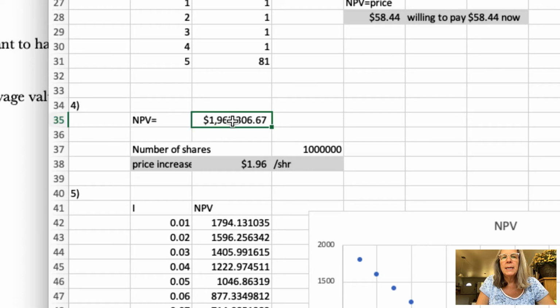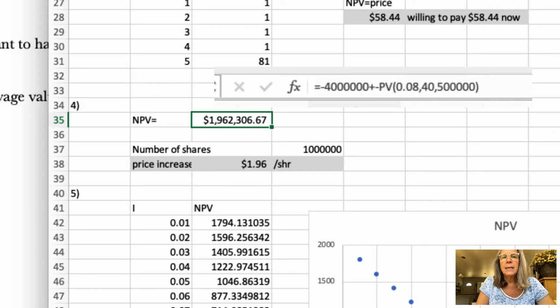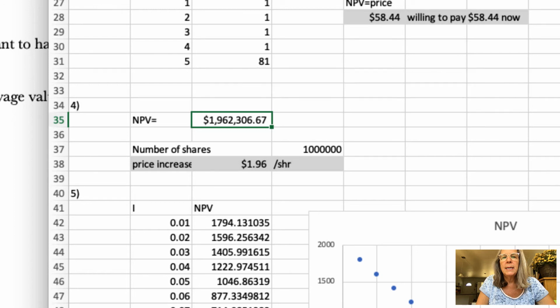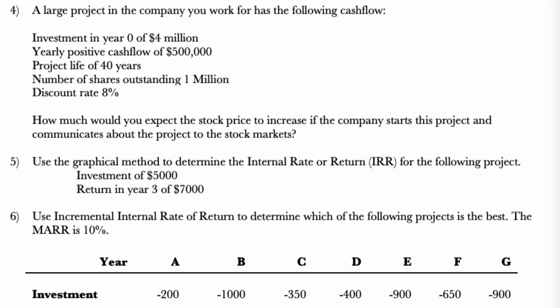I'm going to do this calculation associated with the net present value of this project. We can see that it's $4 million minus the present value of $500,000 for 40 years at 8%. That means the net present value of this particular project is about $2 million. If we divide that value by 1 million shares, the stock price will go up by about $2 a share once they know about this. So let's move to the next problem, number 5.